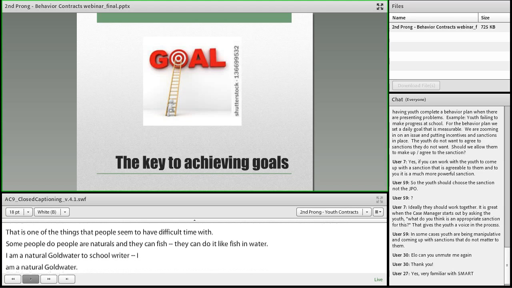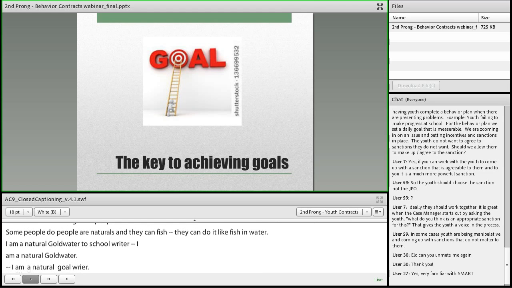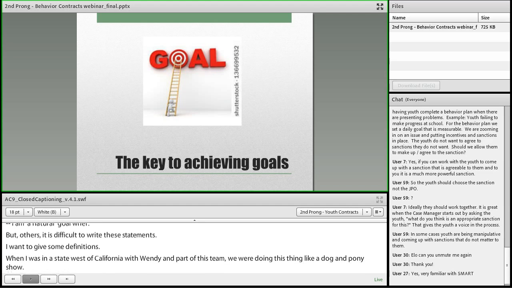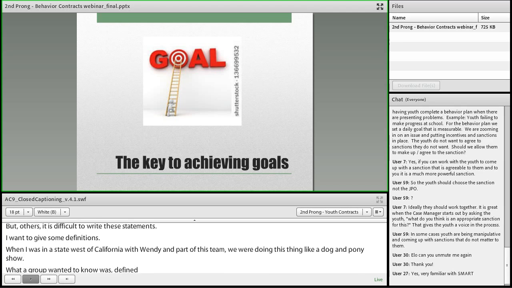And before we get into the nuts and bolts of that, I just want to do a little definitional work, because when I was in a state that's west of California, with Wendy and part of this team, we were doing the same sort of dog and pony show, and one of the first questions the group in Honolulu wanted to know about was, well, define a goal, define an objective. So I know many of you had the SMART training, but it's good to remember those things. First of all, there's a sequence to how this works.